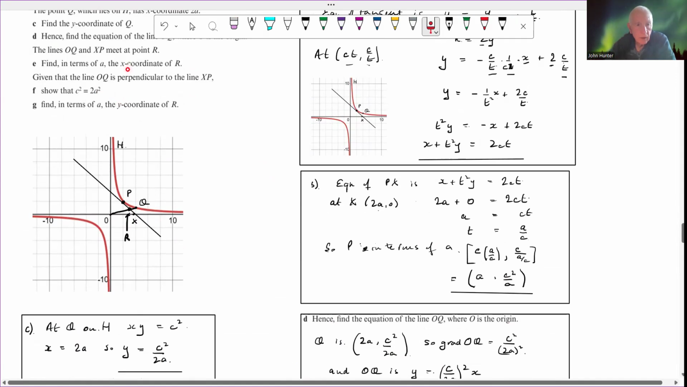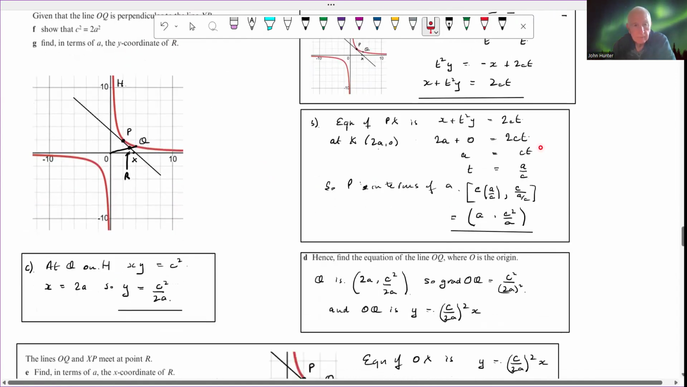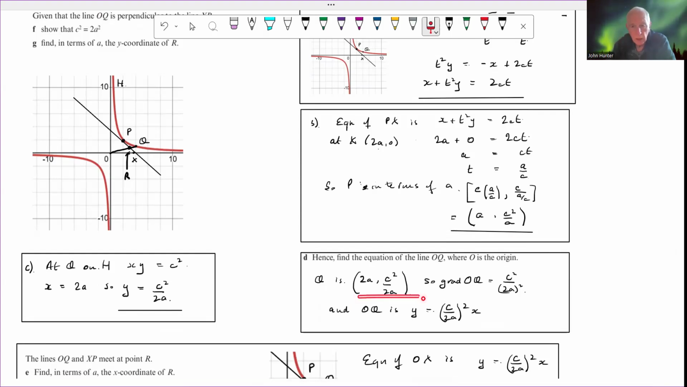Part D: hence find the equation of the line OQ, where O is the origin. So we've worked out what Q is. OQ is the line from the origin to Q. The gradient of OQ is going to be the rise over the run, which is that, and the equation of OQ is going to be this. There's no intercept, obviously, because the line goes through the origin. So that is the equation of OQ.